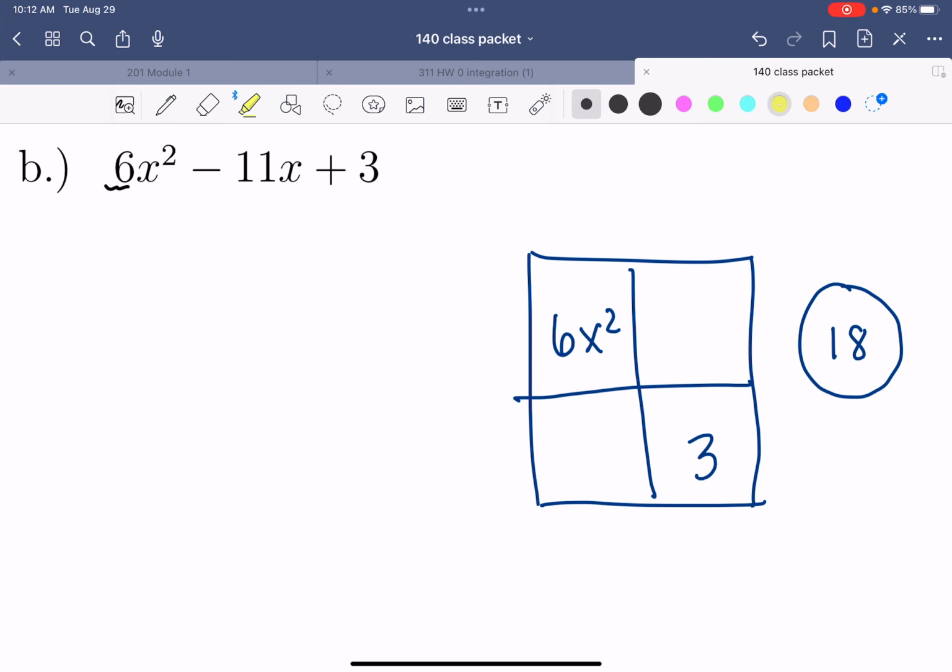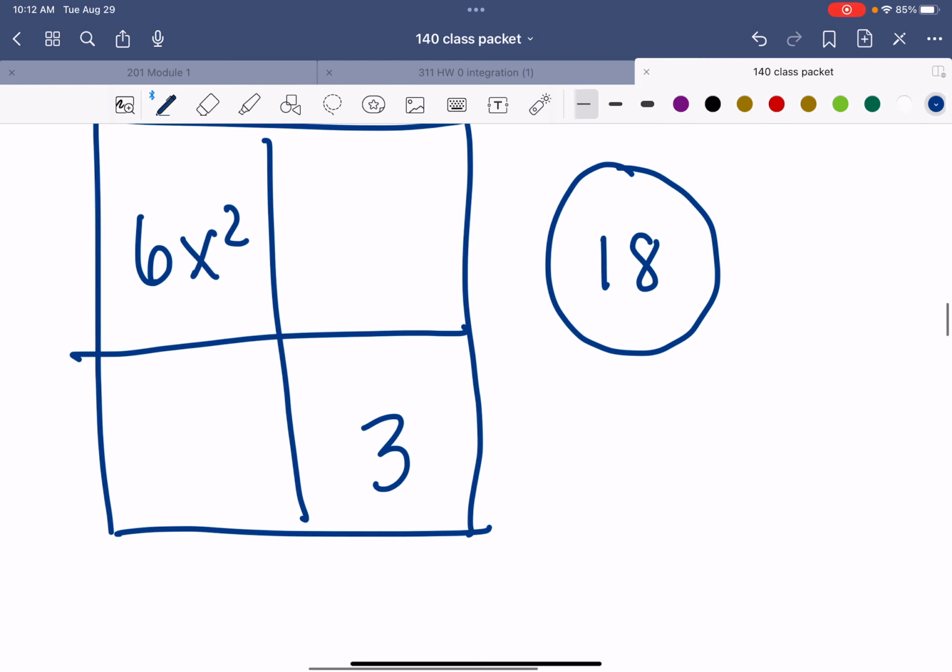Now I'm looking for factors of 18. They're going to add to -11. Okay, so with 18, let's see, I've got 1 and 18. That's not going to give me 11.